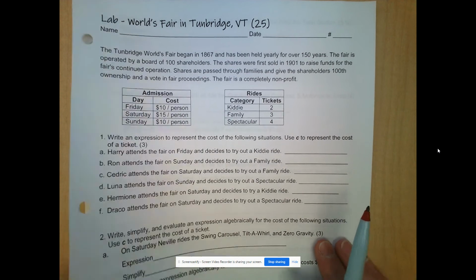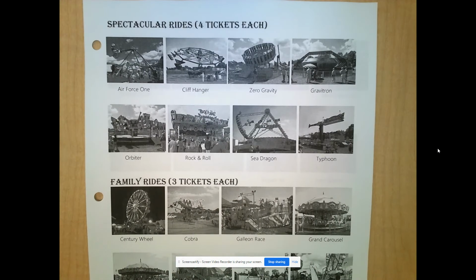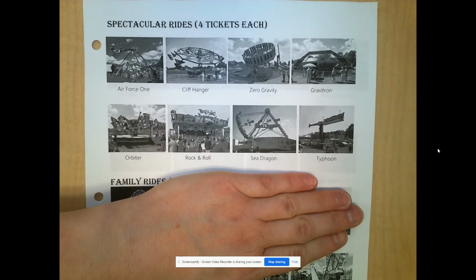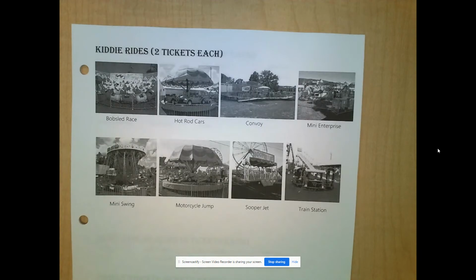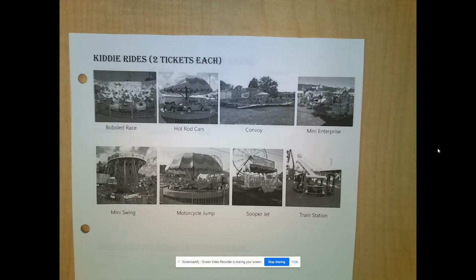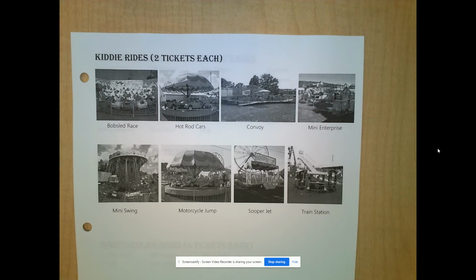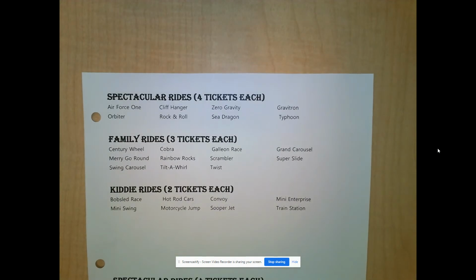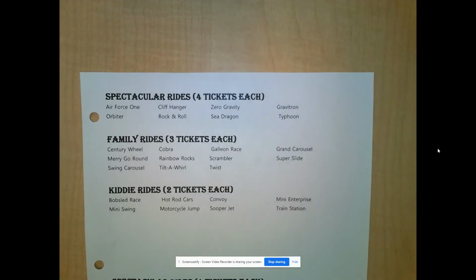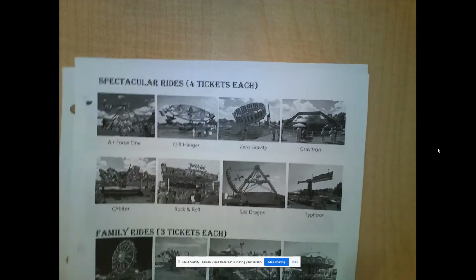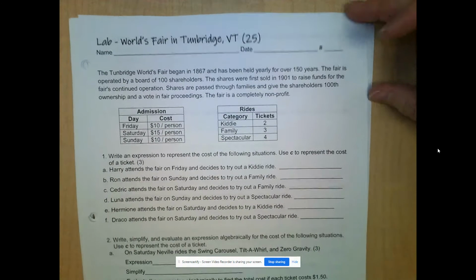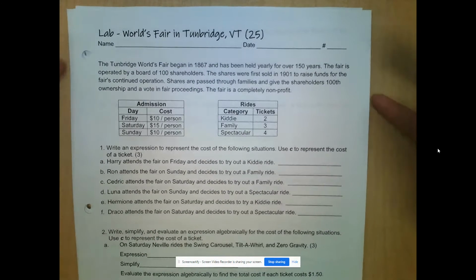Now, you're also going to get a page that shows you offerings at the fair. So you've got the spectacular rides, those top 8, those are the ones that cost 4 tickets each. Then you've got the family rides that cost 3 tickets each. On the back of your paper, you'll see the rides that cost 2 tickets each, kiddie rides. I also have in list form under the kiddie rides the types of rides and their names. So if the pictures are just too overwhelming and not necessary, you can look just at the list of names and skip the pictures. They're the same list.